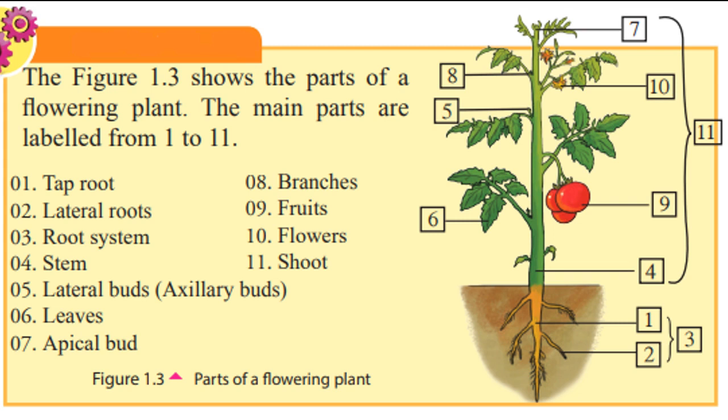Number seven, can you see another tiny bud present at the top of the plant? This top is known as the apex. Because this bud is present in the apex, it is known as the apical bud. So this is the apical bud. Number eight, branches. Number nine, fruits. Number 10, flowers.